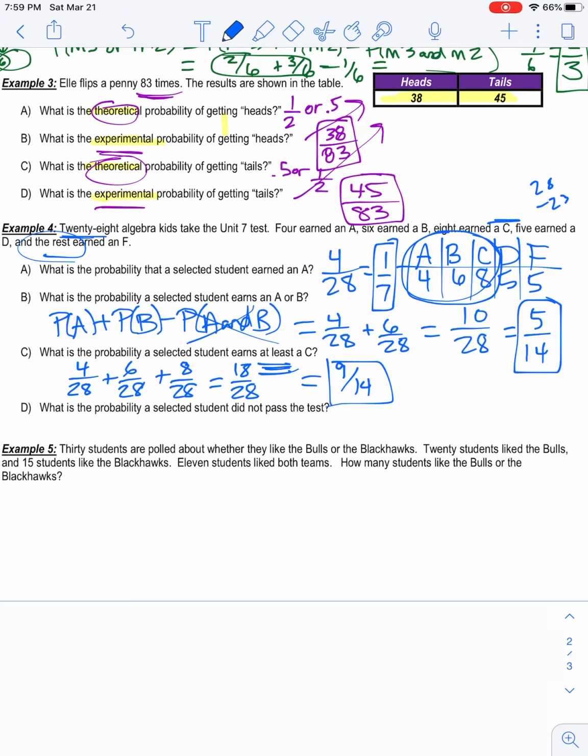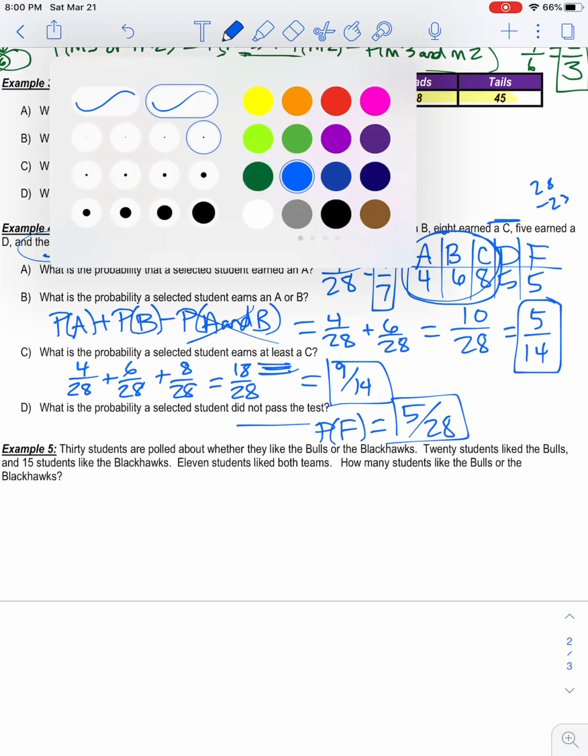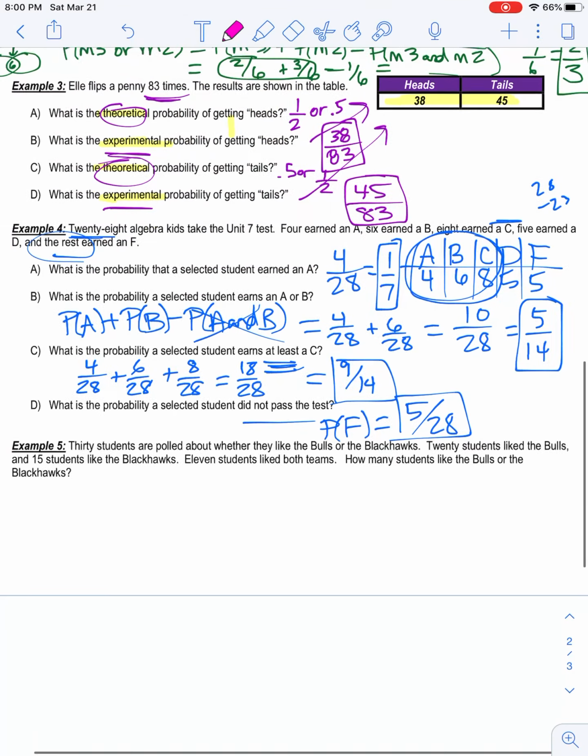Last question, what is the probability a selected student did not pass the test? If you do not pass, you get an F. What's the probability of an F? So we had found this number was 5 out of 28. The number 5 we found earlier by figuring out how many students were left. So our probability is to take 5 out of 28. So once again, when we're finding probabilities, every single answer on this page is a number between 0 and 1.